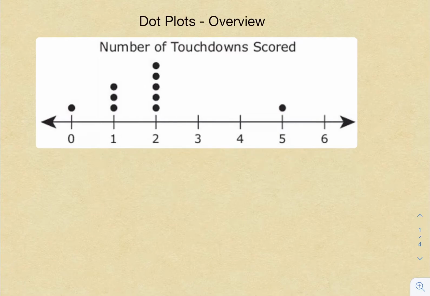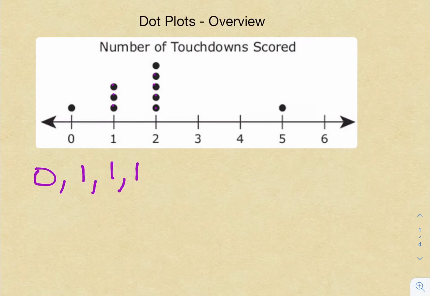Now, for us to truly understand what this represents, we have to figure out what each of these dots represent. And that's where your number line comes in. So we want to go ahead and write out all the points that we have here. So for 0, we have 1 dot, which means that we have 1 zero in the data set. For 1, we have 1, 2, 3. So that means we have 3 ones.